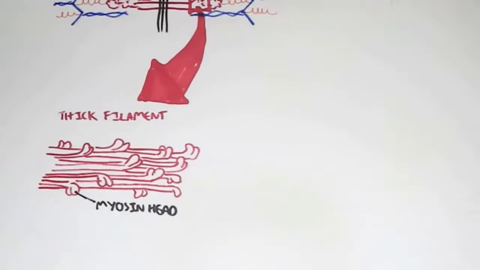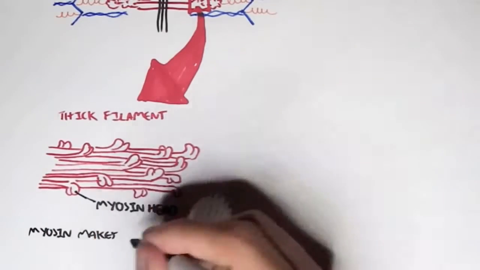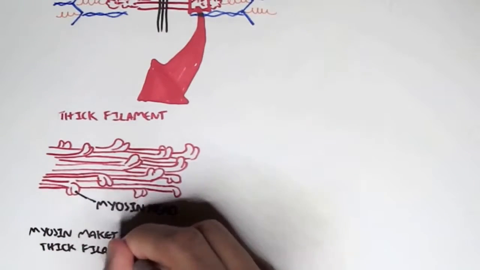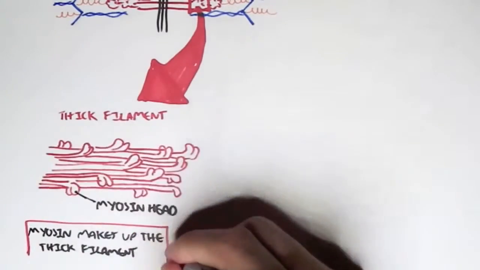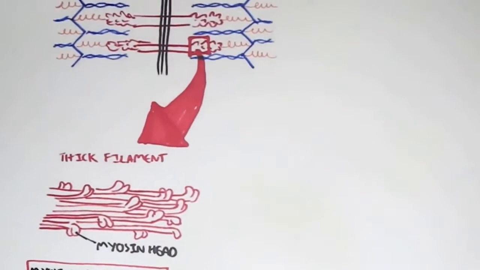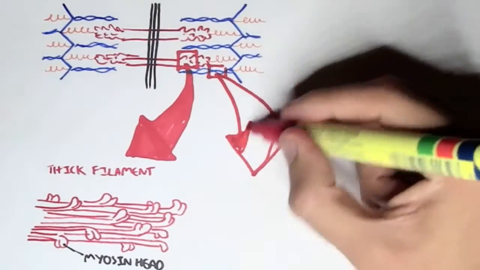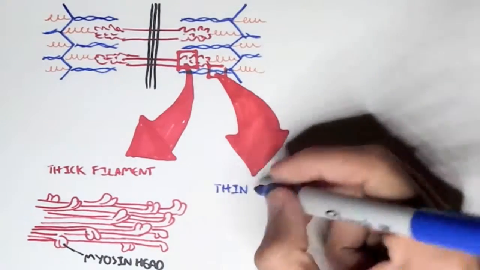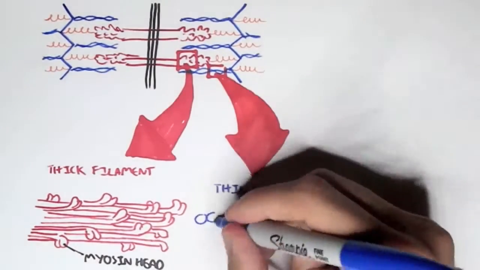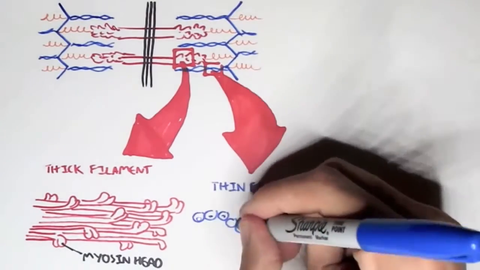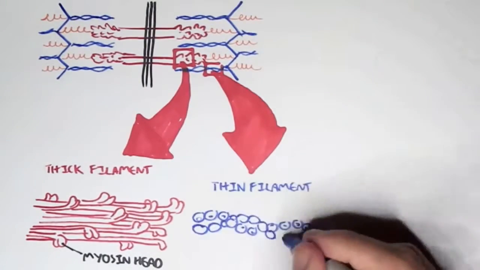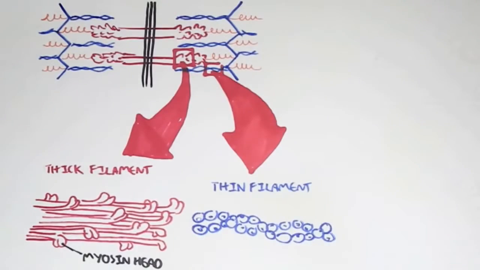And myosin, the protein myosin, makes up the thick filaments. So each of these heads are part of a myosin molecule, you can say. And if we take a zoom or a portion of the thin filaments, this is what the thin filament looks like. And it's a bit more complicated in that the actin proteins are twisted together like a helix.